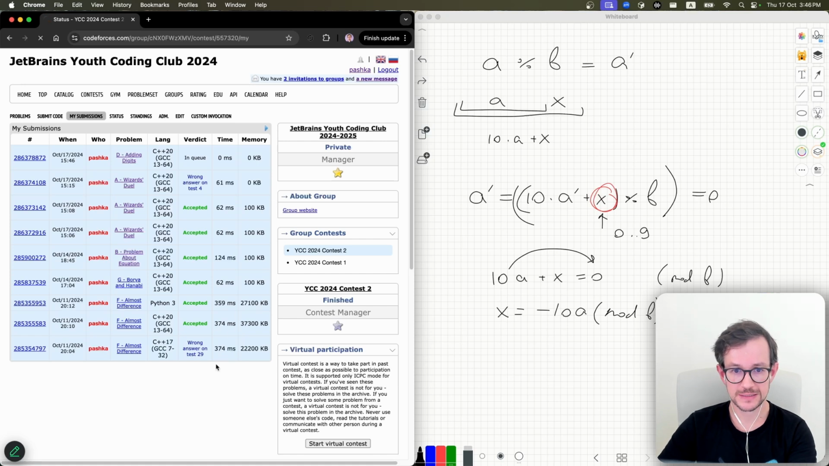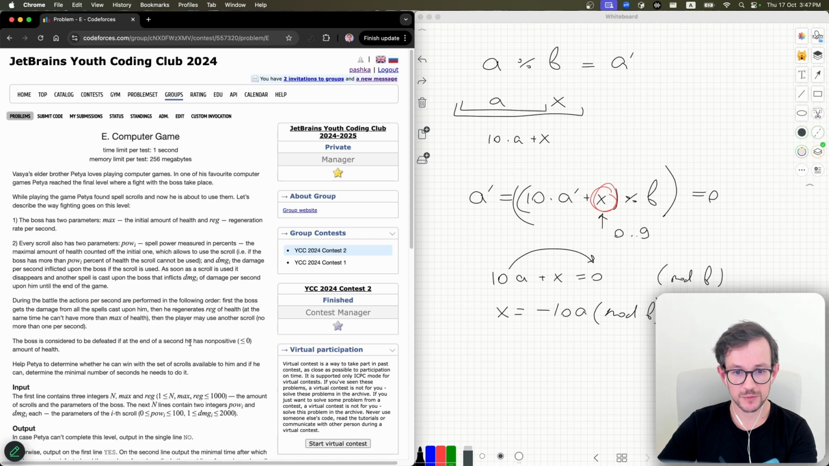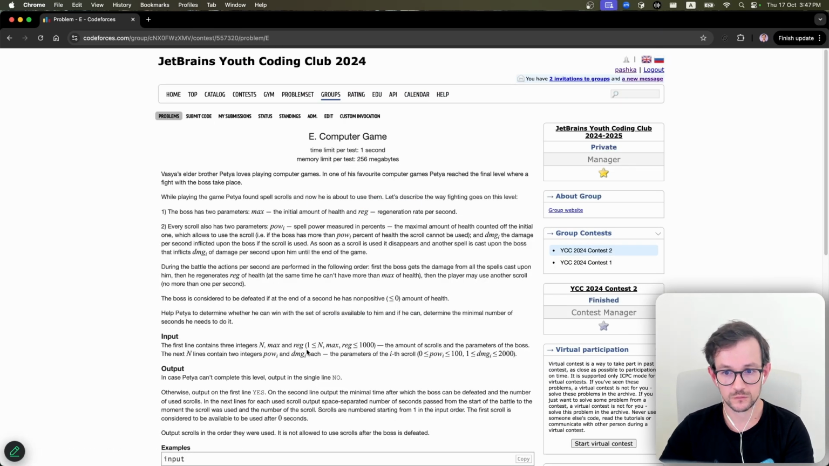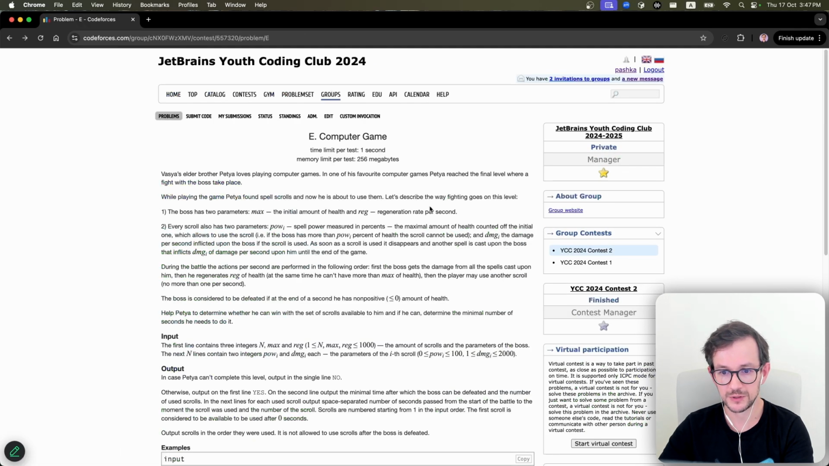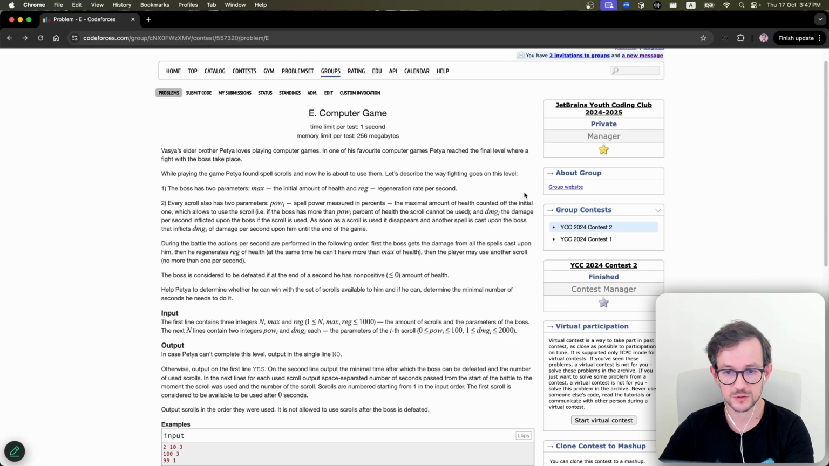So while it's testing, let's read out the problem. It's too slow today. I don't know why. Problem E, the computer game. Problem E is actually a nice problem. So in contrast to the previous problem, it has almost no mathematics to it. So it's just read the statement, understand what's going on, and then just write an algorithmic solution. So what's happening in this problem?